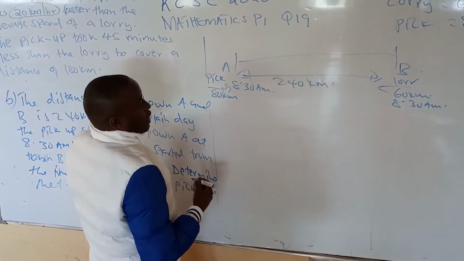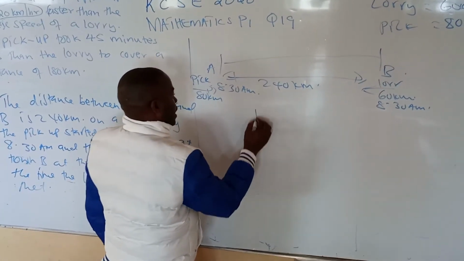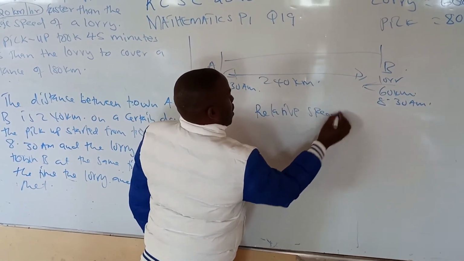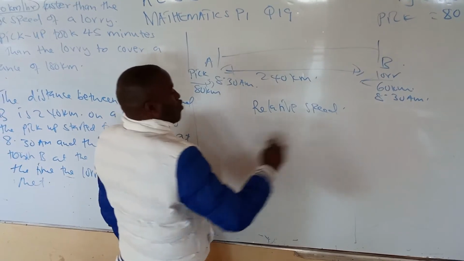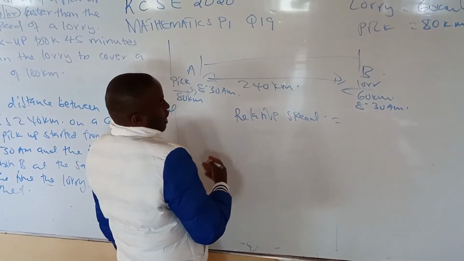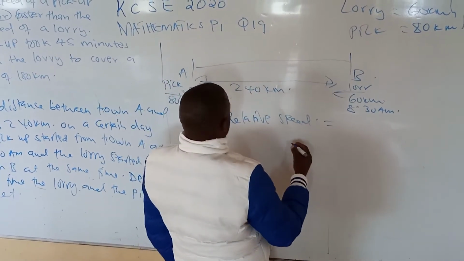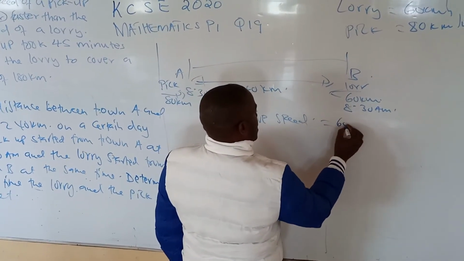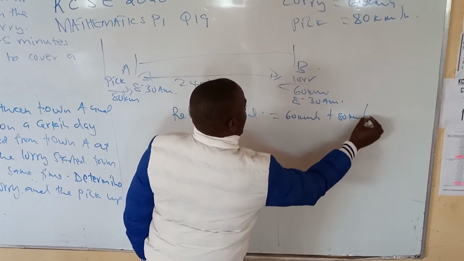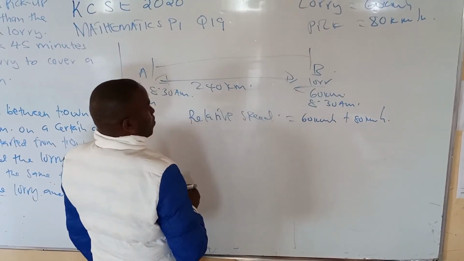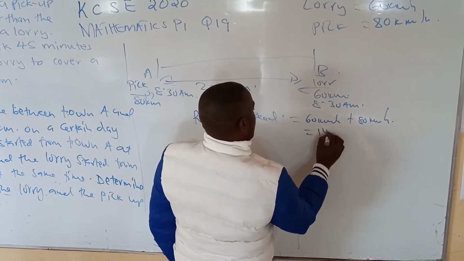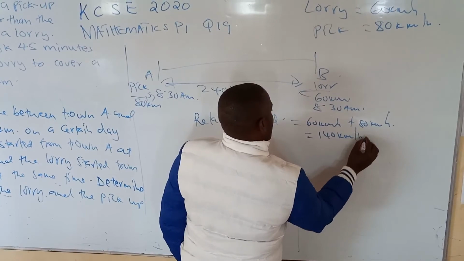So for us to find the time taken for them to meet, we need to find what we call the relative speed. And the relative speed, if they are moving from different directions, that is one from A, another one from B, then we add the two speeds. So it is 60 kilometers per hour plus 80 kilometers per hour. But if they were moving from the same place, we would have subtracted. So the relative speed is 140 kilometers per hour.